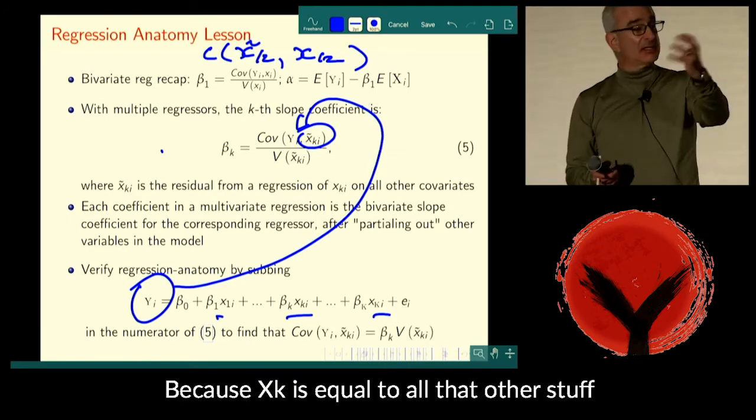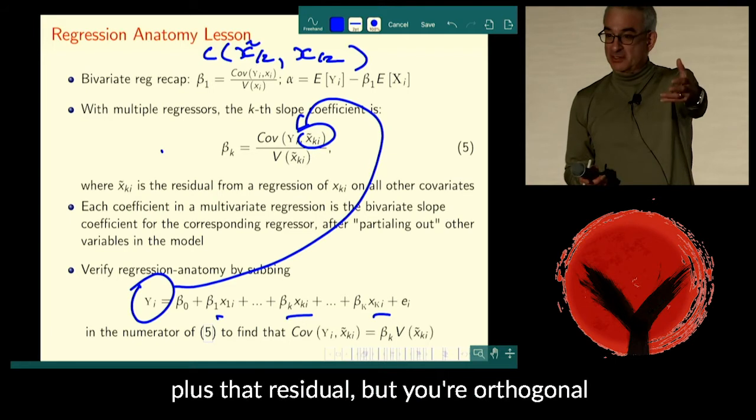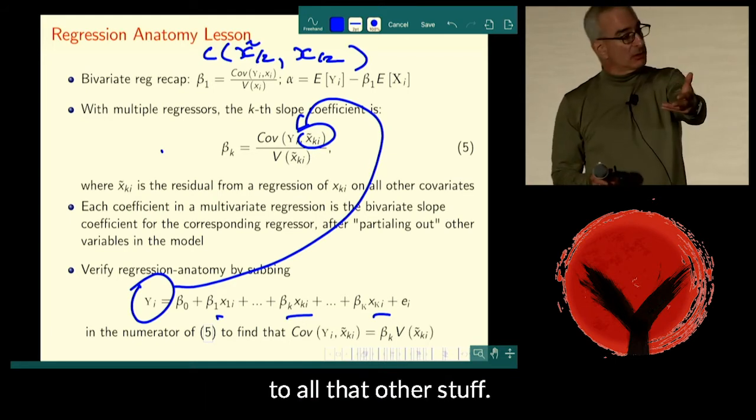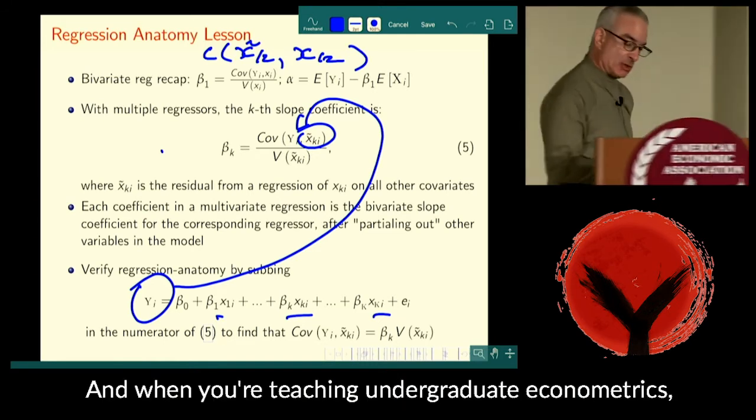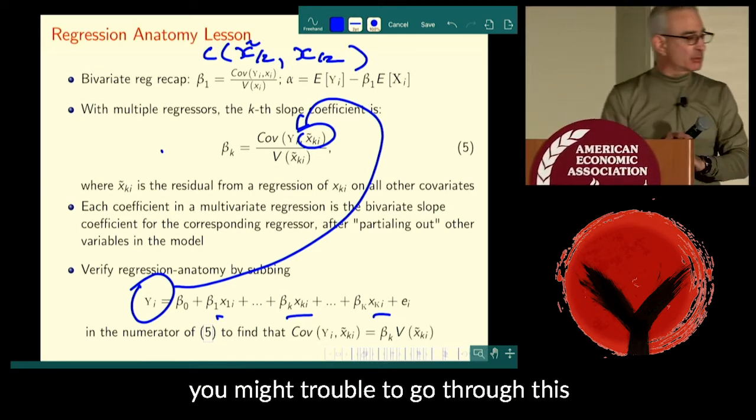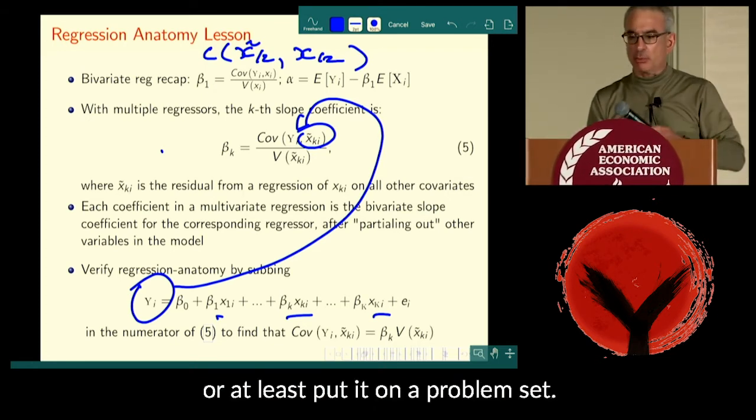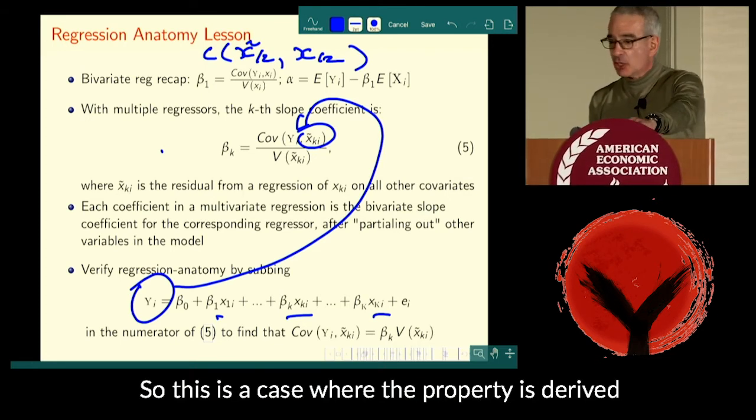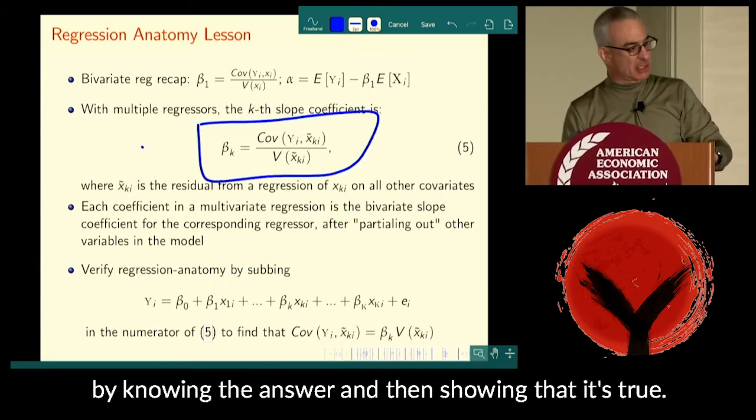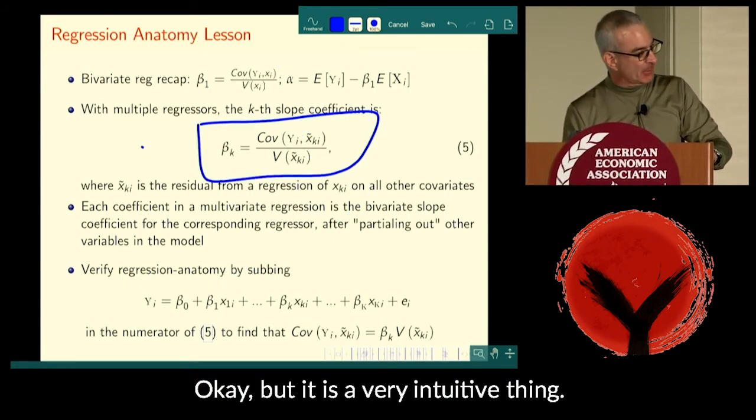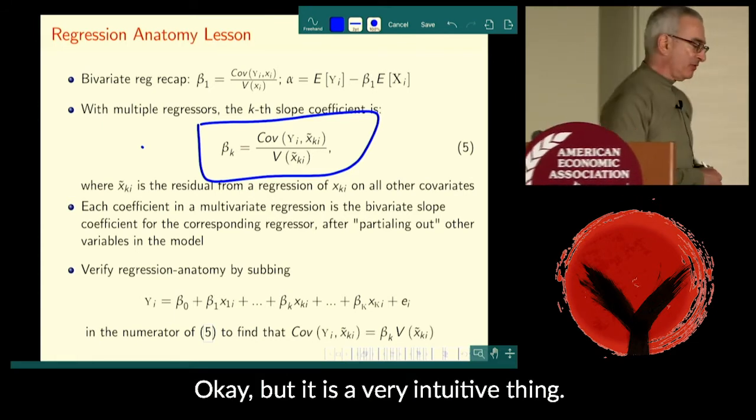Because xk is equal to all that other stuff plus that residual, but you're orthogonal to all that other stuff. Okay, so that's the proof of regression anatomy. And when you're teaching undergraduate econometrics, you might go to the trouble of going through this, or at least put it on a problem set. Okay, so this is a case where the property is derived by knowing the answer and then showing that it's true. But it is a very intuitive thing.